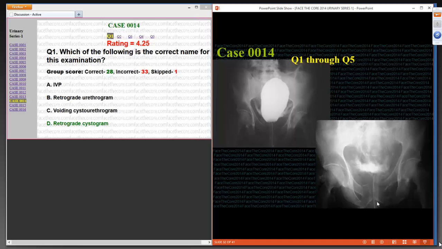It's not just a retrograde urethrogram because the catheter is lying in the urinary bladder. For a retrograde urethrogram, you would leave it in the fossa navicularis of the penis, and then inject contrast.